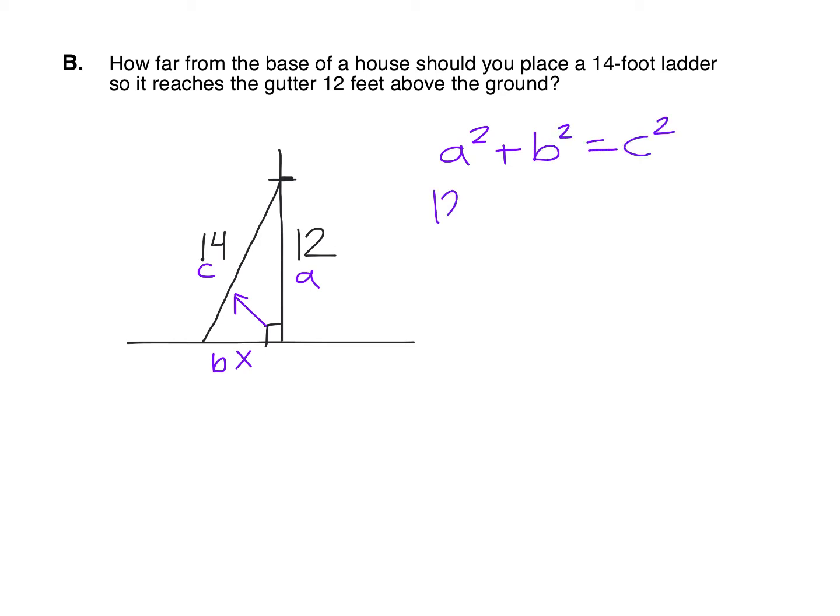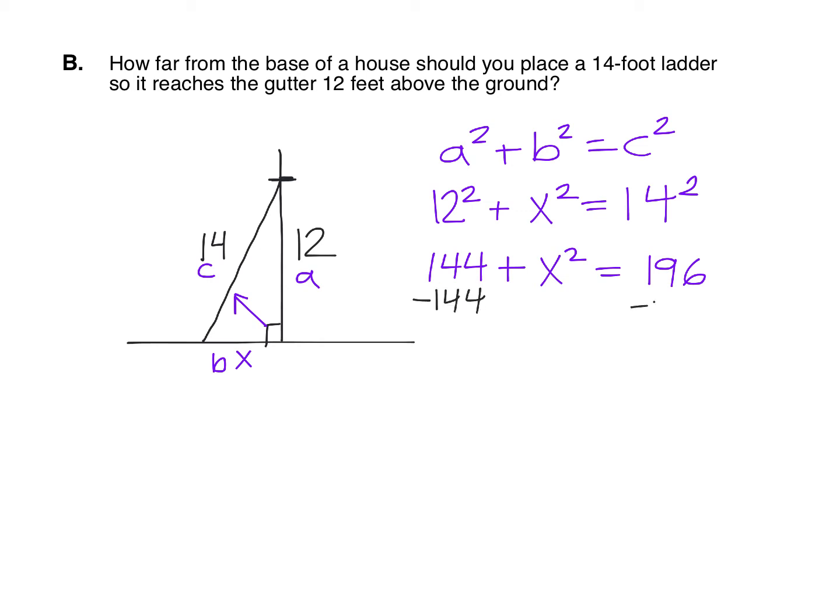A is 12, so 12 squared plus X squared equals 14 squared. Now we can square those numbers. So I have 144 plus X squared equals 196. And if we subtract 144 on each side next, that'll get the X squared by itself. So X squared must be 52.